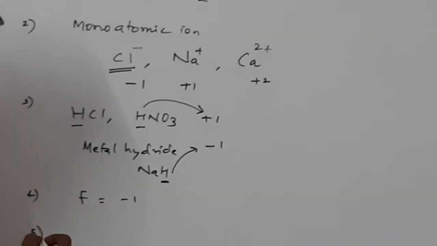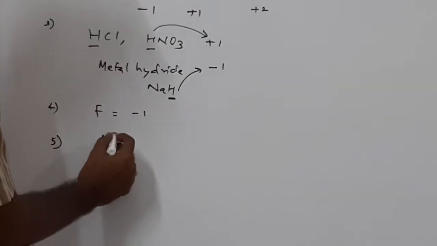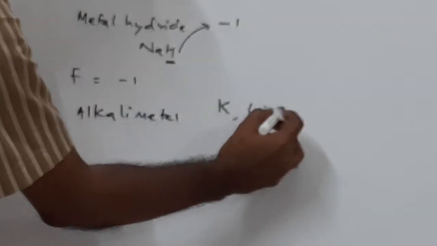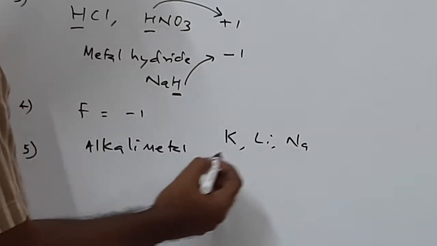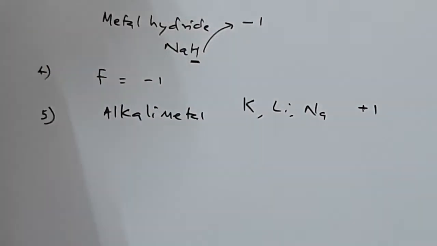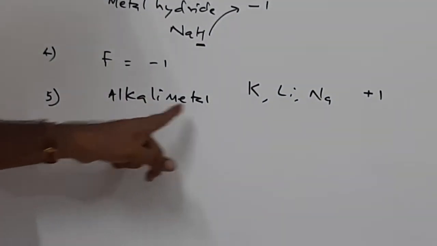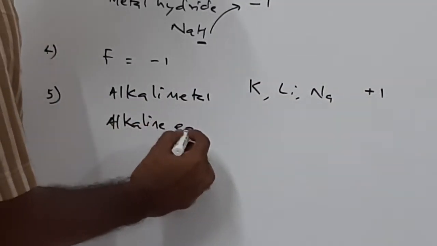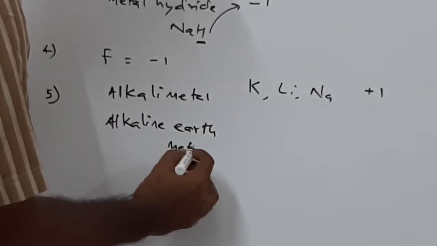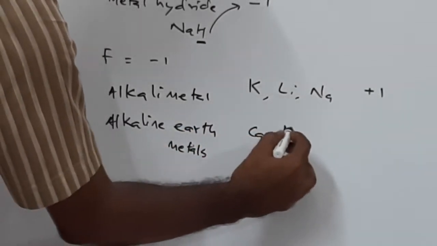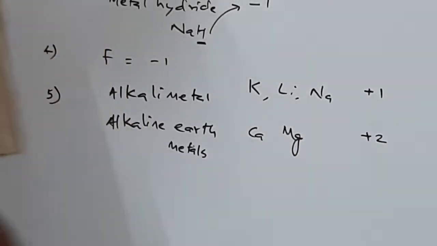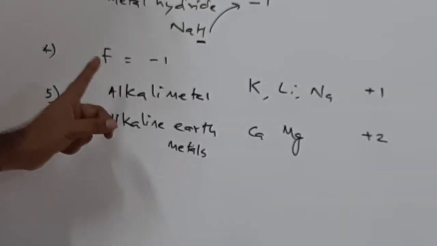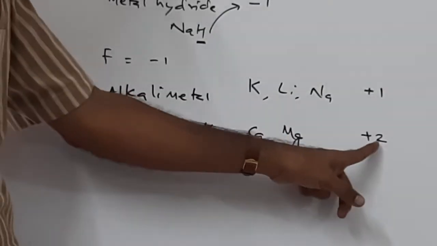Next, the oxidation number of alkali metals. Examples of alkali metals are potassium, lithium, sodium. For all these alkali metals the oxidation number is always equal to +1. So the oxidation number of an alkali metal is always +1. And for alkaline earth metals, for example calcium or magnesium, the oxidation number is always +2. So the oxidation number of alkali metal is always +1, and the oxidation number of alkaline earth metals in a compound is always equal to +2.